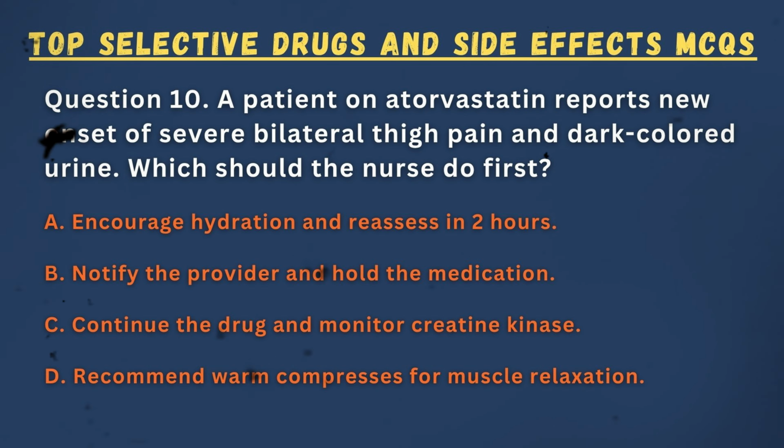Question 10. A patient on atorvastatin reports new onset of severe bilateral thigh pain and dark-colored urine. Which should the nurse do first? A. Encourage hydration and reassess in 2 hours. B. Notify the provider and hold the medication. C. Continue the drug and monitor creatine kinase. D. Recommend warm compresses for muscle relaxation.